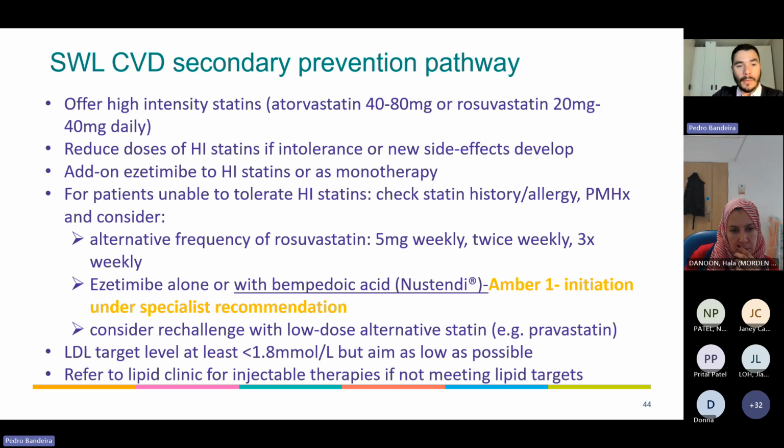LDL target of less than 1.8 is what we should aim for. I think for ESC the target is now less than 2. But for patients with multivessel disease, patients with previous more than one stent, patients with bypasses, patients with peripheral disease in addition to heart attacks, those patients should have a lower LDL, less than 1.4. And for those patients, I would advise that you consider a lipid clinic referral for injectable therapies.